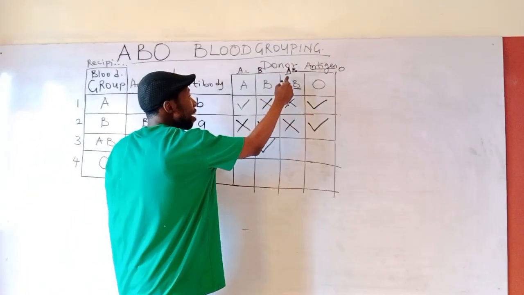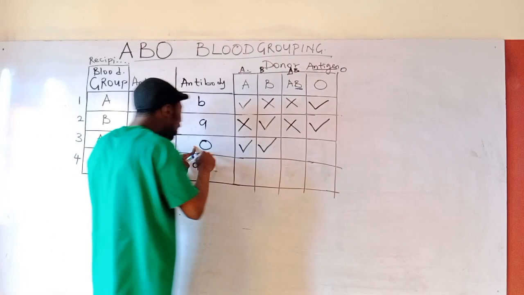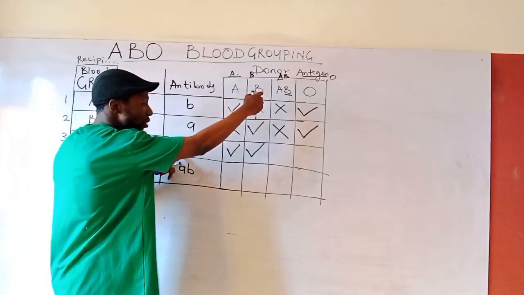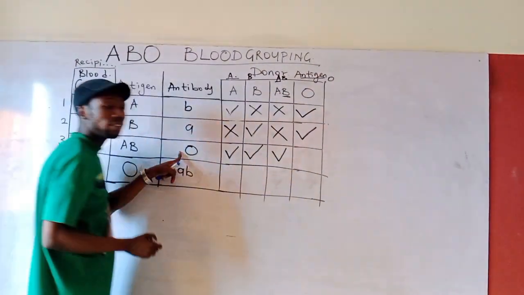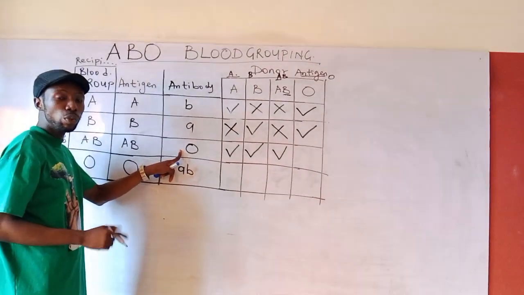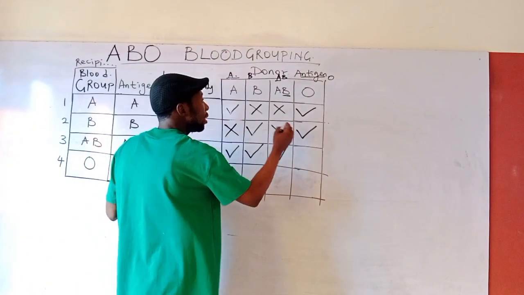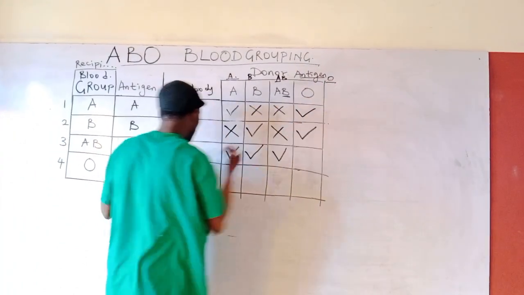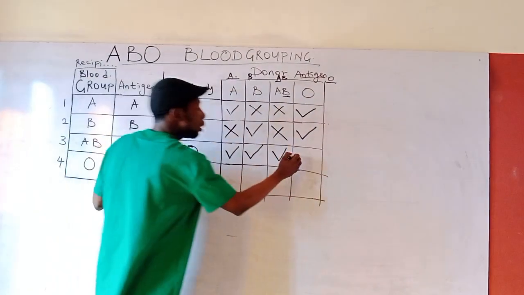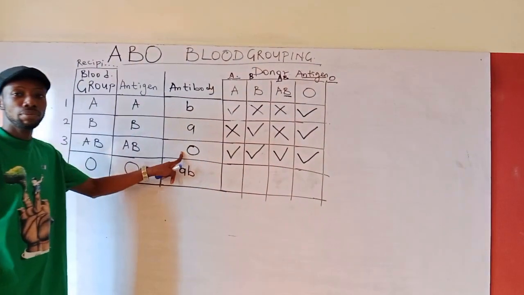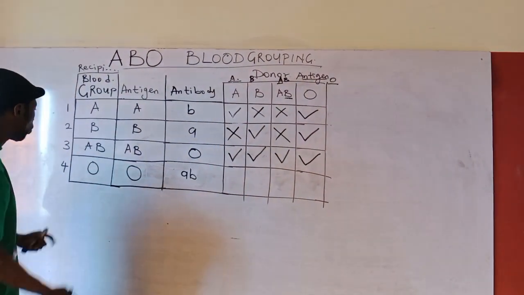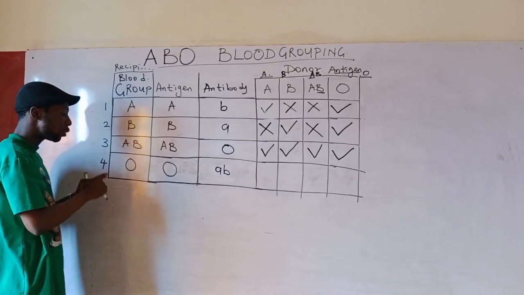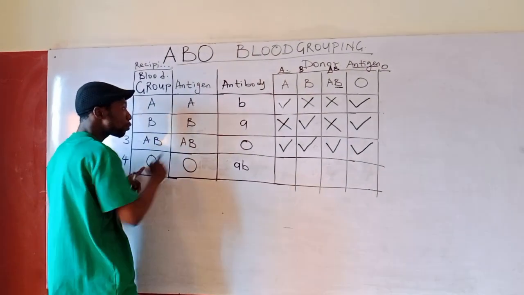AB giving blood to blood group AB is very possible, because we have both antigen A and B, but there is no antibody here to fight against, so the blood can still come inside without any clumping. Do you understand? Then the donor with blood group O, there is no antigen, there is no antibody, the blood can still go. Do you understand?